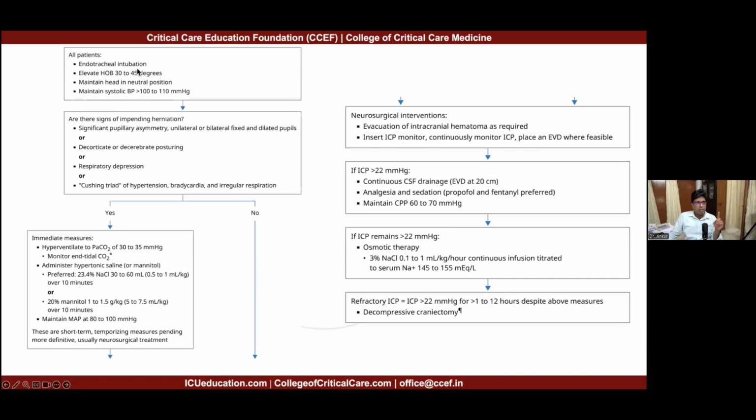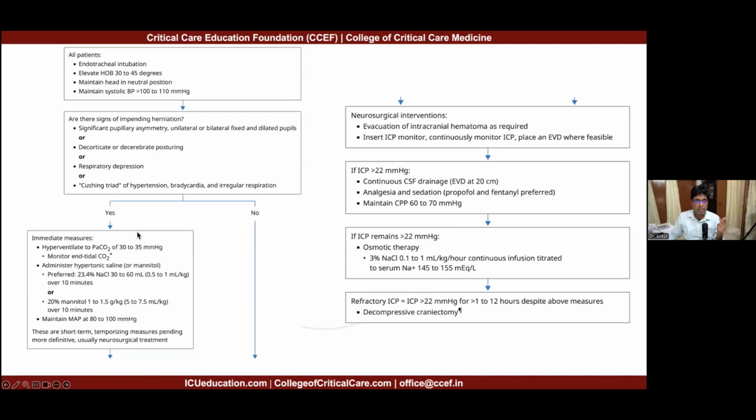All patients: endotracheal intubation, head of the bed elevated 30 to 45 degrees, reverse Trendelenburg for a spine patient, maintain the head in neutral position, that's the right term. Systolic blood pressure more than 100, or 110 as required. If there are impending signs of herniation, which is raised ICP, pupillary asymmetry, or a fixed pupil, or a decerebrate posturing, where the GCS motor response was 5, M4, 5, and now it has started decerebrating, or the patient is getting respiratory depression, or there is a Cushing triad, with hypertension, bradycardia, and irregular respirations. These are signs of raised ICP. Then you should think that this patient is landing in raised ICP.